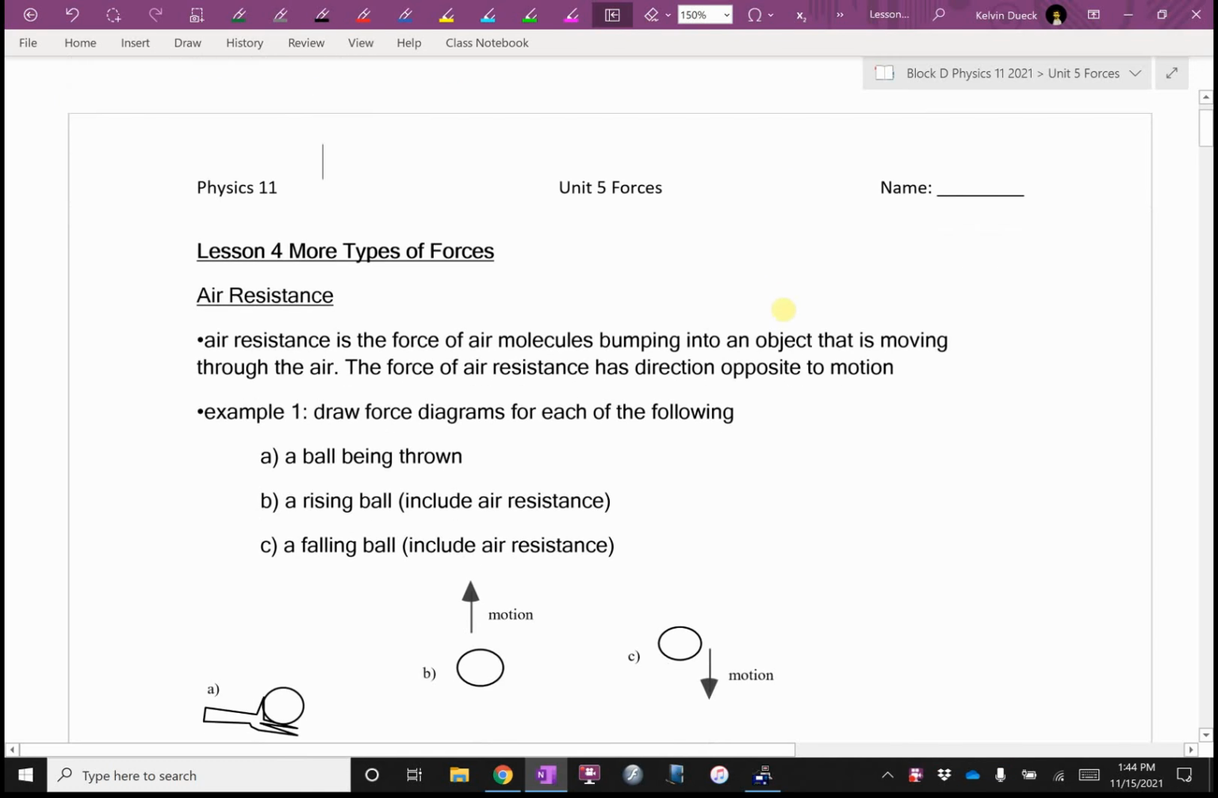We want to talk today about air resistance, and then I want to generalize to show you why I've said to you all, I'm not going to give you a specific equation, you're going to derive the equations yourself. First of all, what is air resistance?